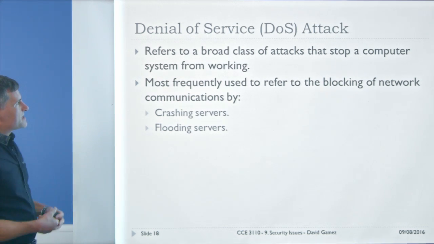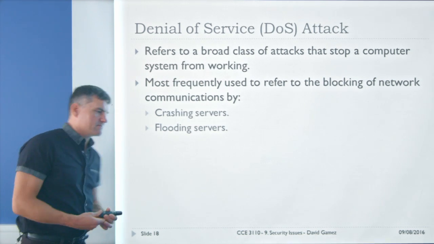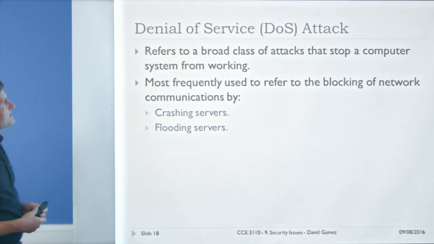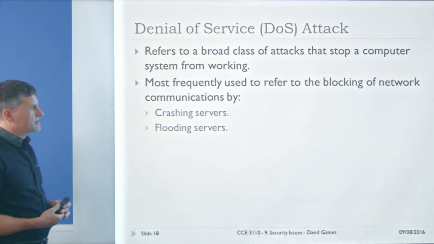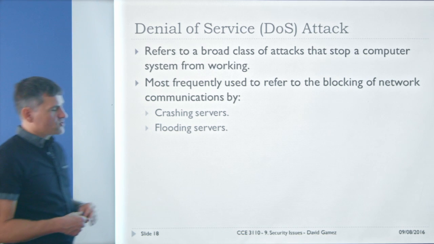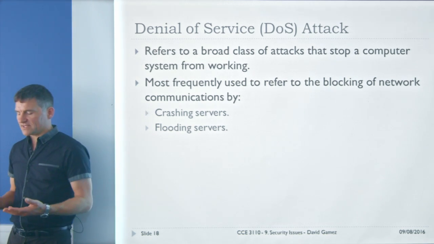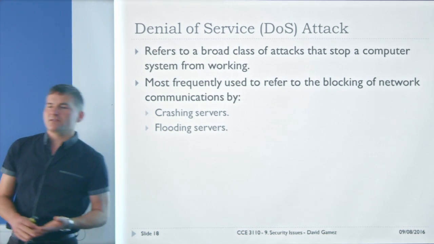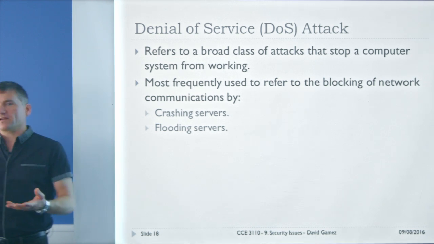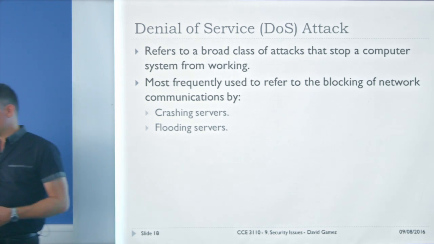Now it comes to denial of service attacks. Again, this is not super high tech, but it can be very effective. The idea of a denial of service is what it says. It's a denial of service, and it usually refers to stopping another computer from working.